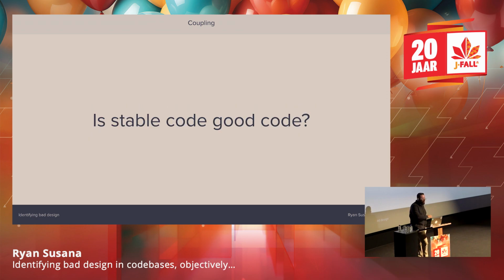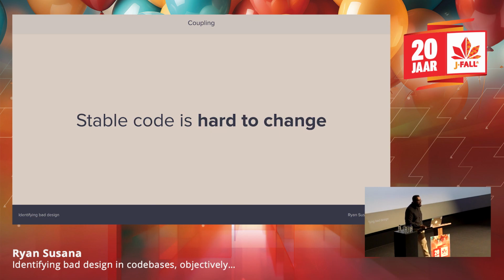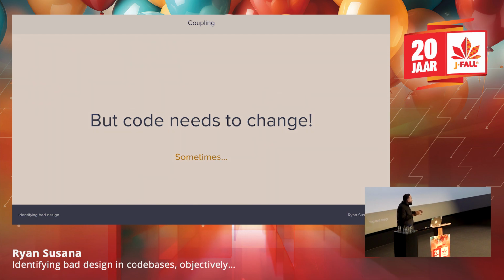Now, who thinks that stable code is good? Raise your hand. Right? To the naked eye, it may seem so. But it turns out that stable code is code that is simply hard to change because there's no reason for the code to change. And what we noticed in the first part of this talk is that sometimes code has to change to adapt to its surroundings, right?